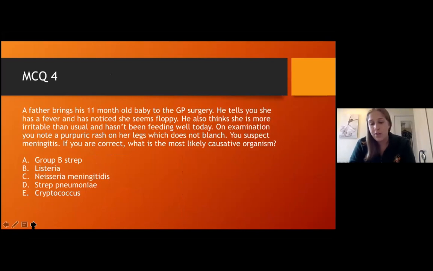So another MCQ for you. A father brings his 11-month-old baby to the GP surgery. He tells you she has a fever and has noticed she seems floppy. He also thinks she's more irritable than usual and hasn't been feeding well today. On examination, you notice a purpuric rash on her legs and it doesn't blanch. You suspect meningitis. If you are correct, what is the most likely causative organism? Is it group B strep, listeria, Neisseria meningitidis, strep pneumoniae, or Cryptococcus?